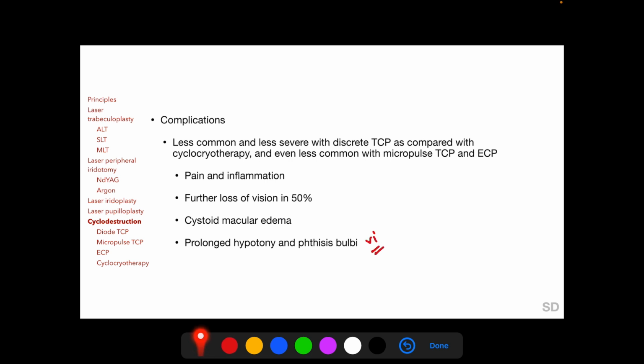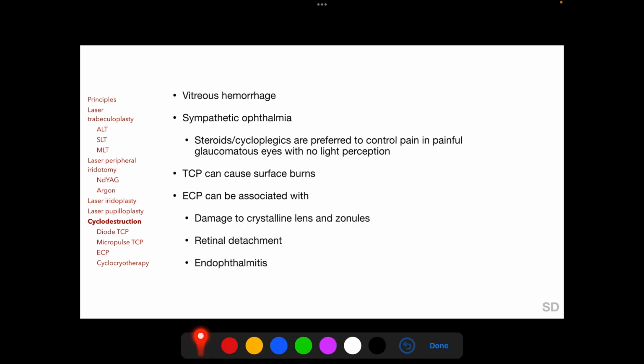As we have mentioned, all these complications are less common and less severe with discrete TCP as compared to cyclocryotherapy, and as compared to discrete TCP, these complications are even less common with micropulse TCP and ECP. Other complications of cyclodestructive procedures include vitreous hemorrhage, and sympathetic ophthalmia.